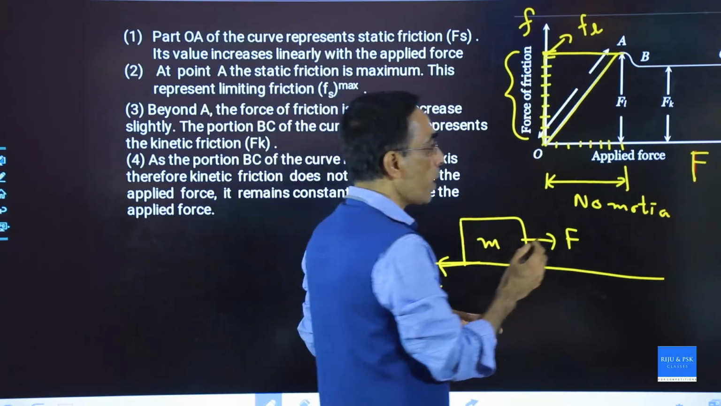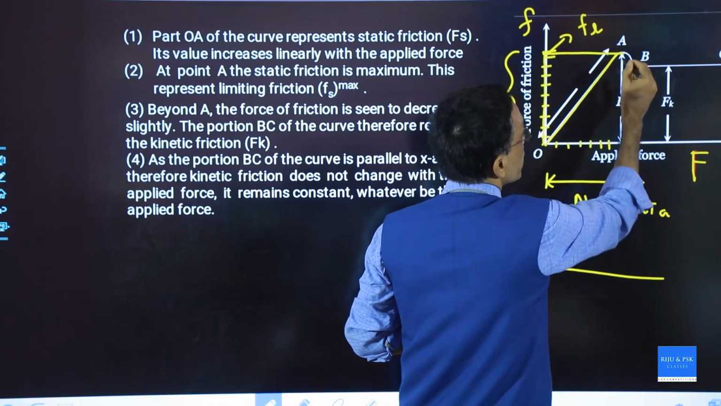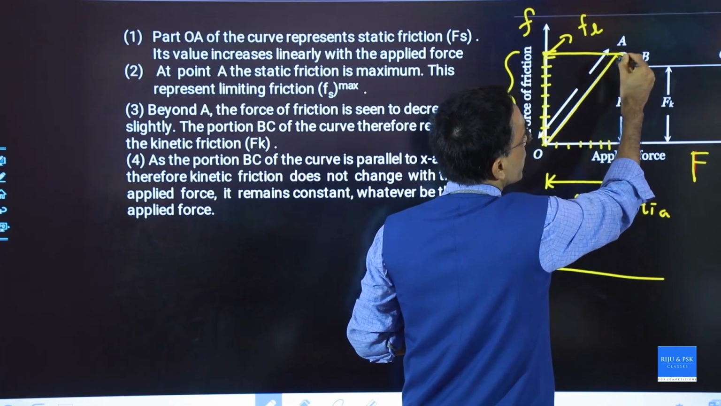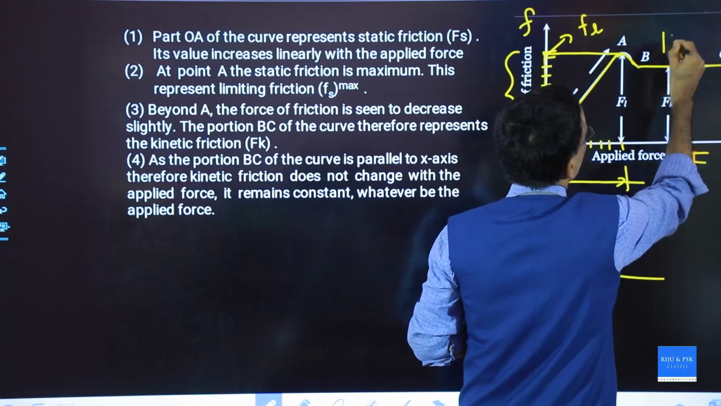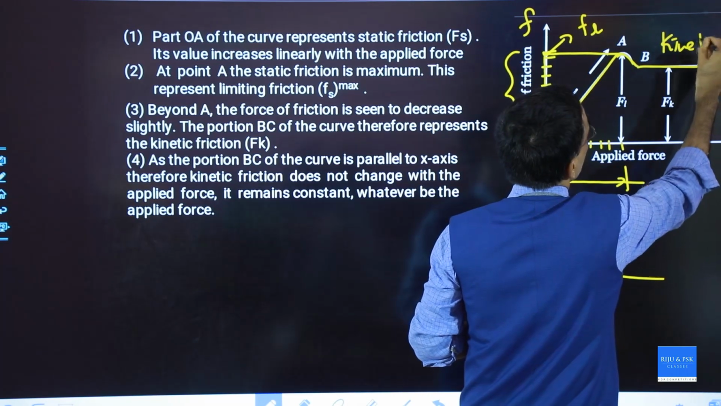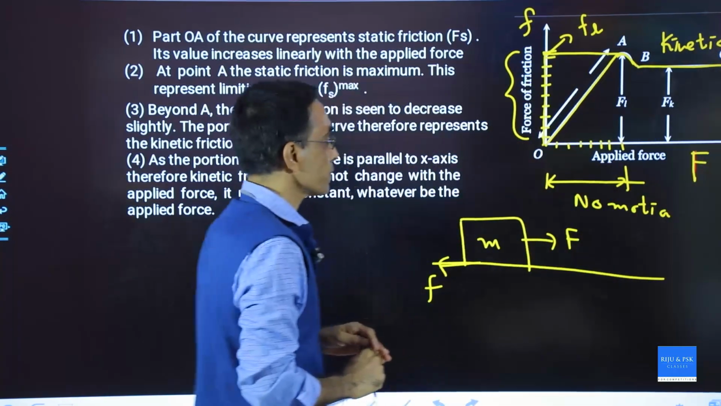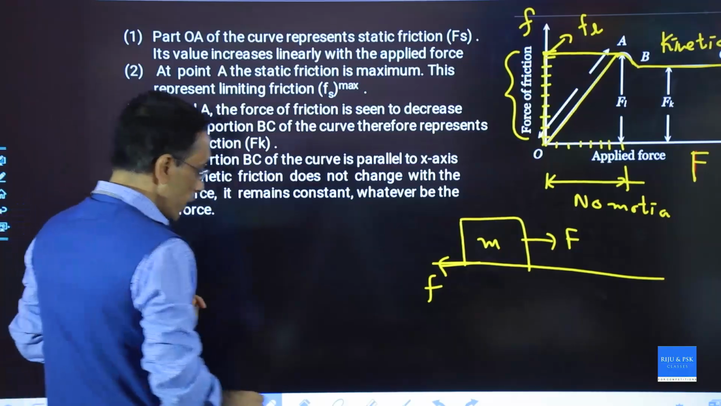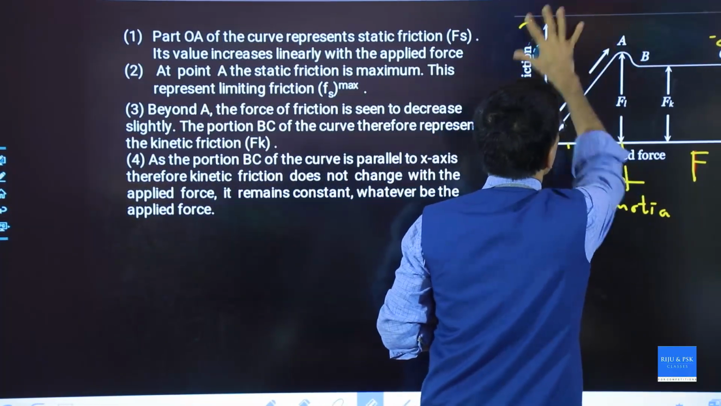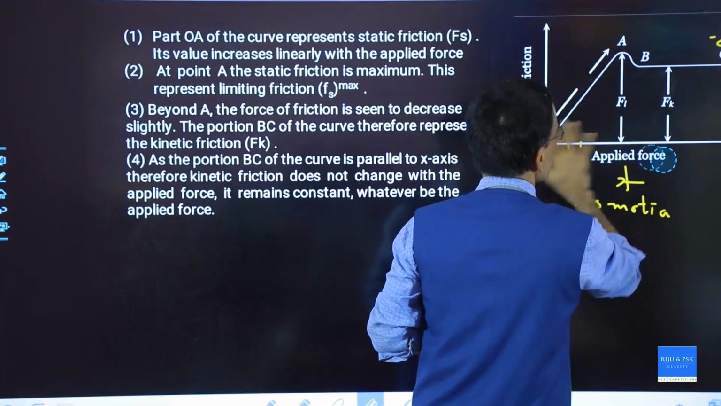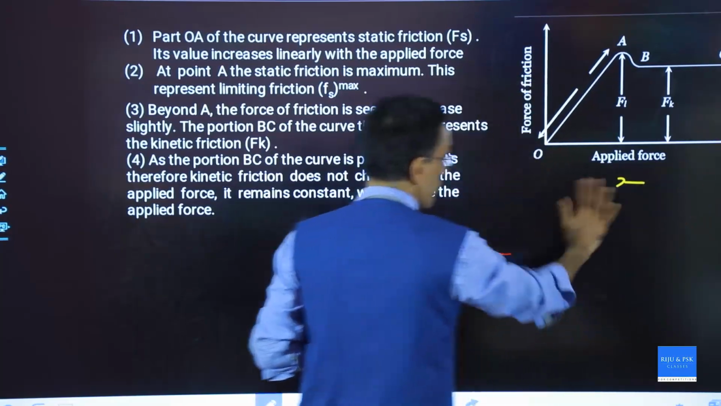But once you apply more force than that, there is a change in the graph. The friction decreases and then becomes constant. This is the kinetic region. The body has started moving. Okay. If this explanation is not properly understood, I can give a numerical example.